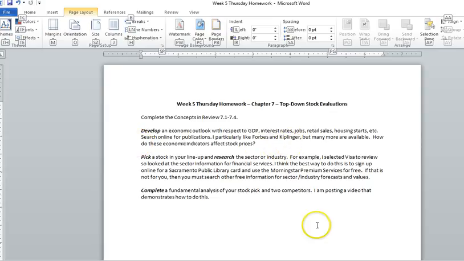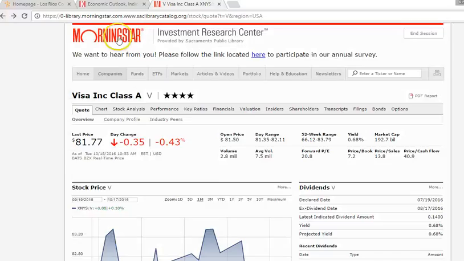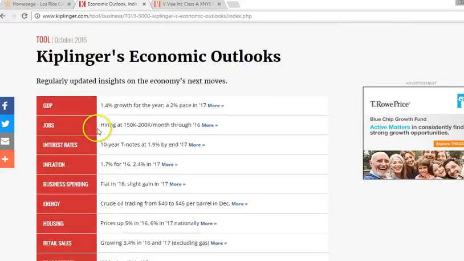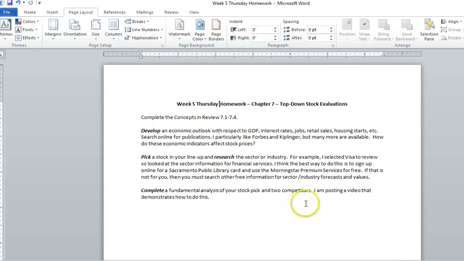So for example, if I went in here, I could show you that in Kiplinger, here's October 2016. So of course we want to get an economic outlook that's very recent, but they have all these different categories that we're interested in learning about as they relate to how well our stock might do over time. So if you don't want to use those, that's fine. There are plenty of other economic forecasts and outlooks. Just make sure you use one that is current. In other words, it wouldn't make any sense to use one from January considering that we're now in October.